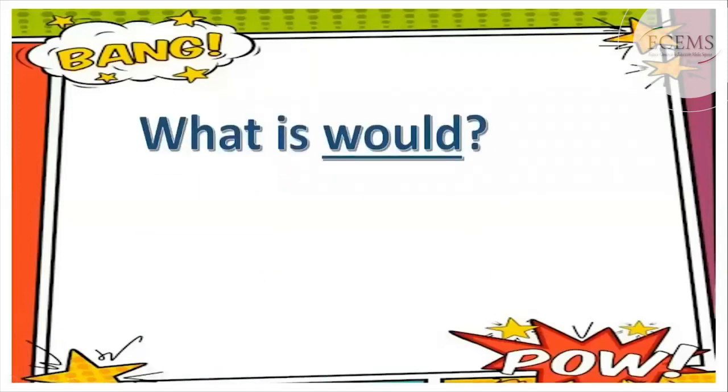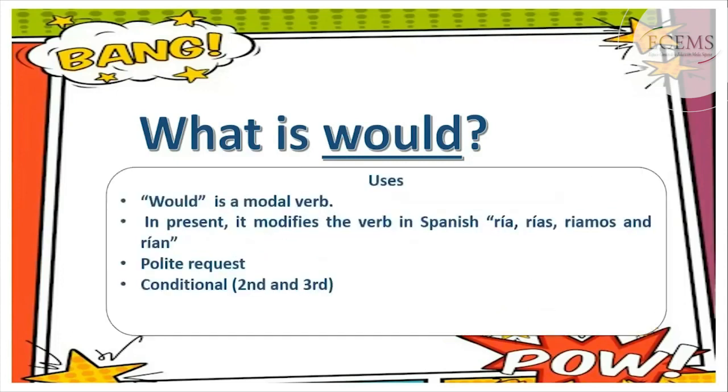What is would? We all have the same question, right? Well, in the first place, would is a modal verb. Would es un verbo modal. In present intentions, it modifies the verb in Spanish, giving the ending ría, rías, ríamos y rían. Con una intención en presente, would le da una terminación al verbo en español ría, rías, ríamos y rían.